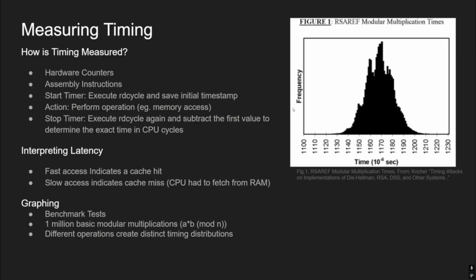this done? Modern processors keep a tally of how many clock cycles have elapsed since they were powered on. An attacker can write a program that reads this internal counter before and after an operation to see exactly how many cycles it took.